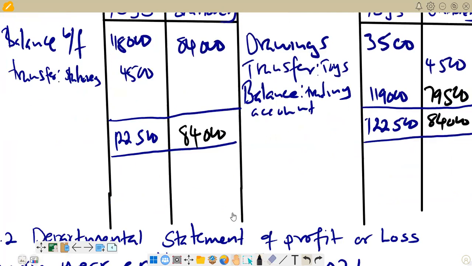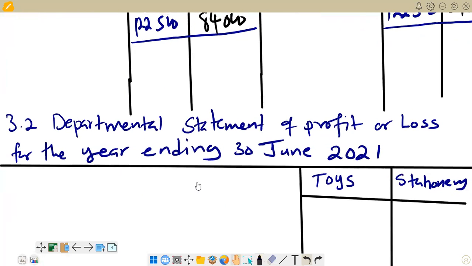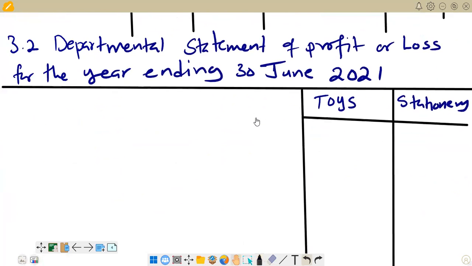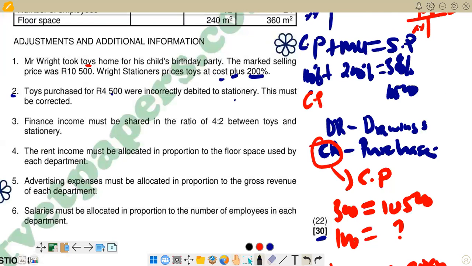Obviously, next we have on 3.2 the departmental statement of profit or loss for the year ending 2021. So what are we going to do there? We are going to start with revenue. So here we are going to say revenue, and then we go to our list of balances to check the figures that we are given for revenue.